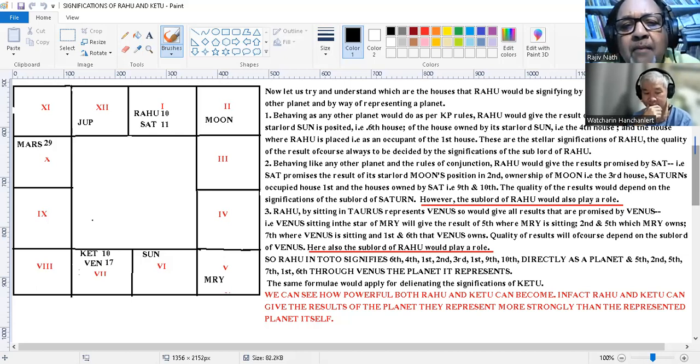Number three, Rahu by sitting in Taurus represents Venus. Now this is the special power of Rahu and Ketu. They represent the planet in whose zodiac sign they are sitting. So here Rahu is sitting in Taurus, so Rahu represents Venus, and would give all the results that are promised by Venus. That is, Venus sitting in the star of Mercury will give the result of the fifth where Mercury is sitting, second and fifth, which Mercury owns, seventh, where Venus is sitting, and first and sixth that Venus owns. The quality of the results will, of course, depend on the sublord of Venus. Here also, the sublord of Rahu would play a role. So all the results promised by Venus will also be delivered by Rahu.